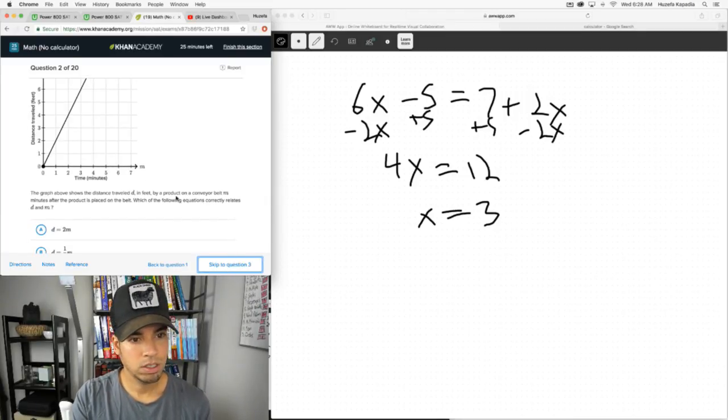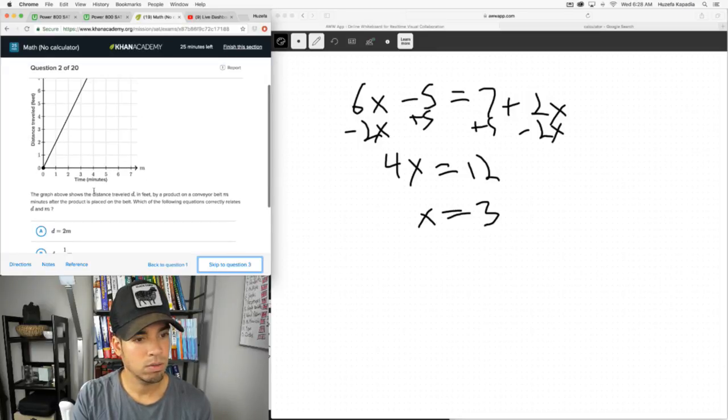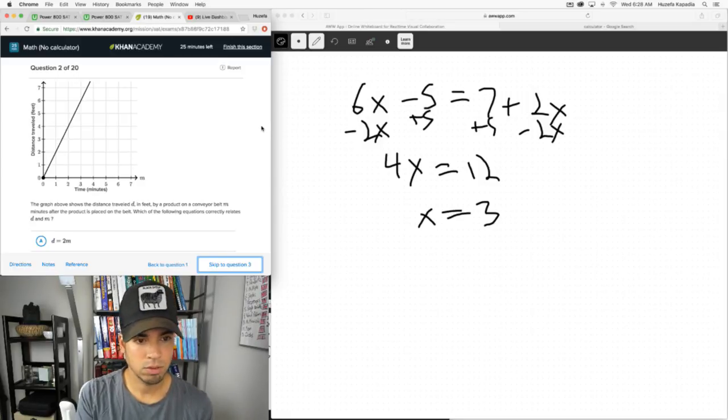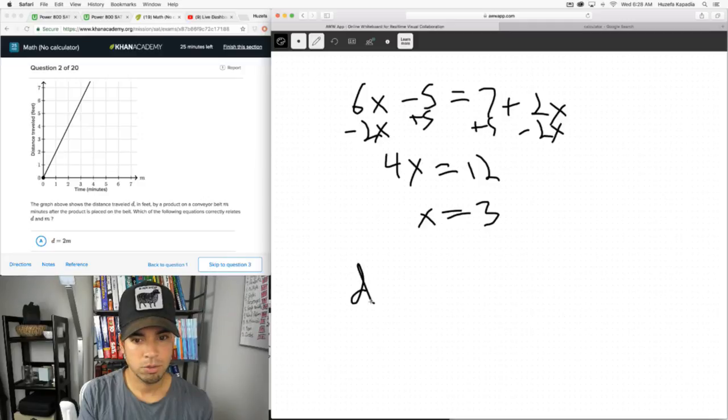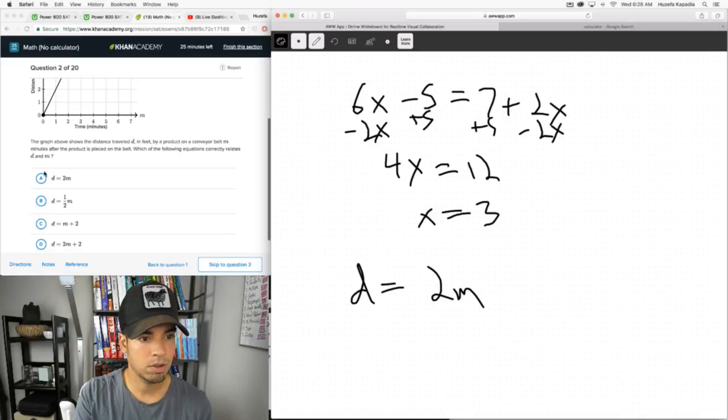It says the graph above shows the distance traveled, d, in feet by a product on a conveyor belt, m minutes after the product is placed on the belt. Which of the following equations correctly relates d and m? So let's look at the slope. First of all, it should be d, because that's the y. It should be d equals m times the slope. It's going up 2 over 1, and we got a 2 there. No y-intercept, so there's 0 here. d equals 2m. That should be our equation.